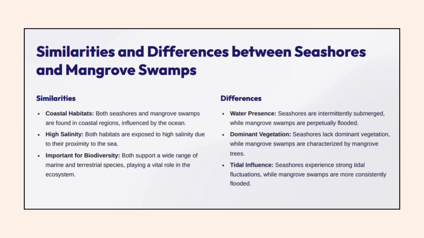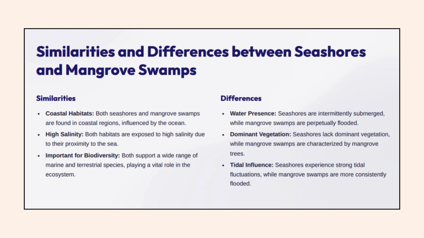So we have here some key similarities and differences between seashores and mangrove swamps. So, ano ba yung tulad at pagkakaiba naman ng seashore at ng ating mangrove swamp? So, for similarities, they are both coastal habitats. Both seashore and mangrove swamps are found in coastal regions influenced by the ocean.